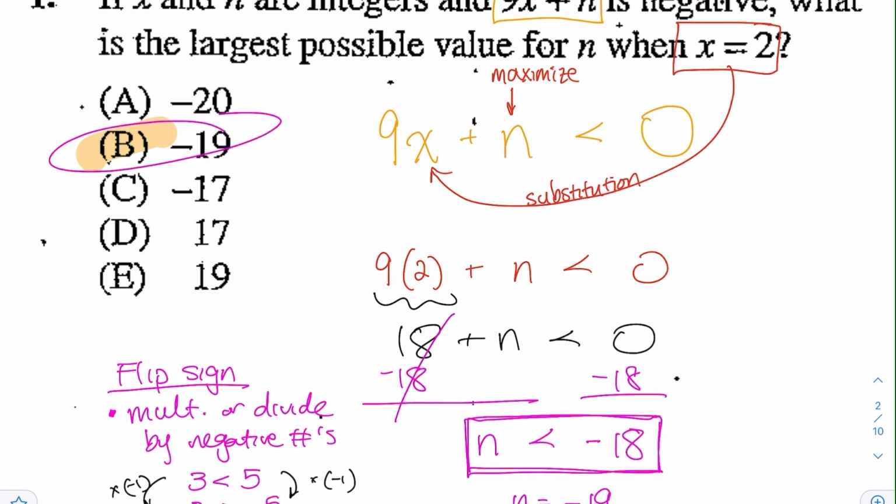Remember, negative 19 is the biggest possible value for n, because n could be negative 19, negative 20, negative 21, negative 22, etc., all the way down to negative infinity. Negative 19 is the largest one.